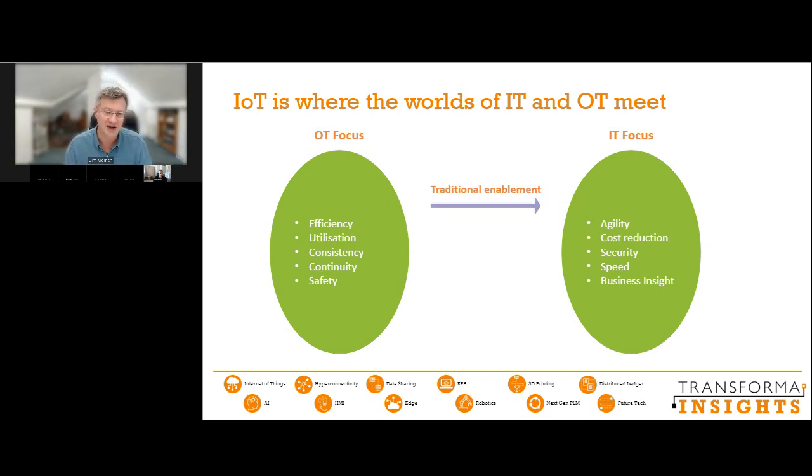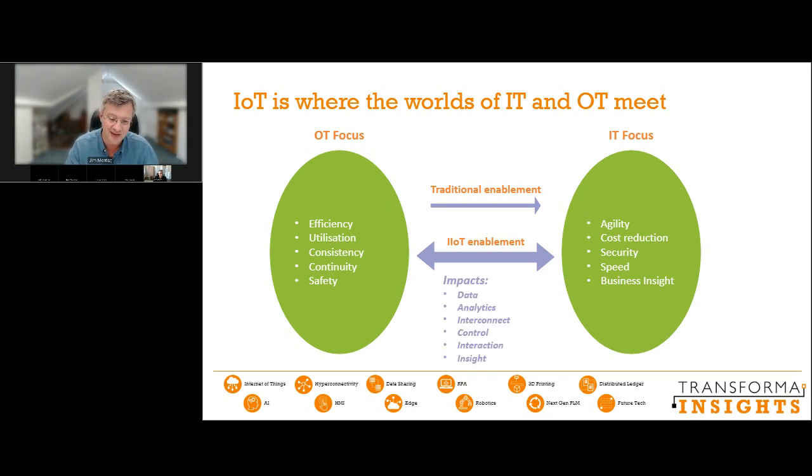Traditionally, there's been a bit of enablement as some of the information from the OT environment has made it into an IT environment. But what's happening with IoT and industrial IoT is you're getting a much more interactive relationship between the IT world and the OT world. And there's much more data flowing, and much more analytics are enabled. The interconnect is much more of a challenge in terms of the different protocols and messages and how things work together. Control is an issue and introduces all sorts of security issues as the IT world starts controlling the OT world without a human in the loop.